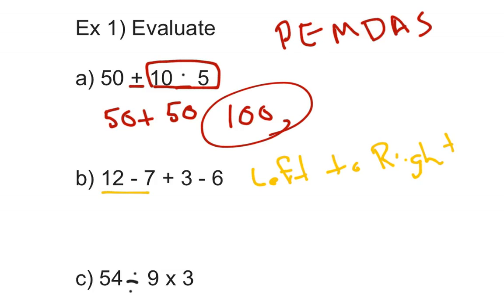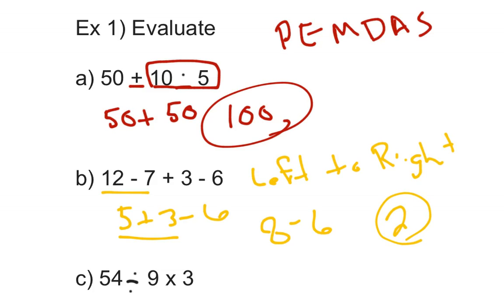So when I do this first, I'm going to do the 12 minus 7 because if I start on the left, that's the first thing that comes up. So I end up getting 5, and then I'm going to rewrite. I still have the plus 3, and I still have the minus 6. Okay? Still going left to right. 5 plus 3 gives me 8. And then finally the minus 6. 8 minus 6 gives me 2 as my final answer.